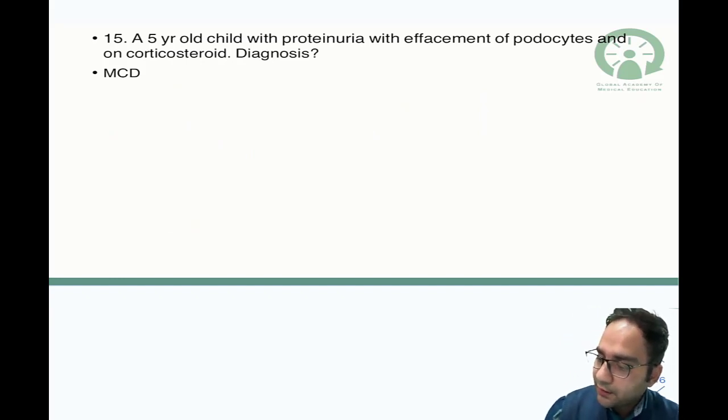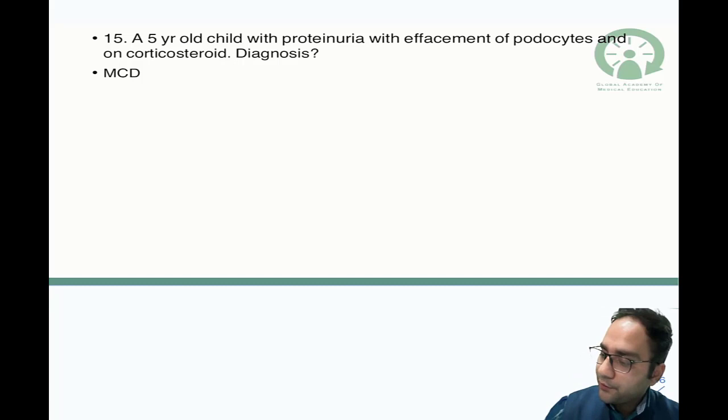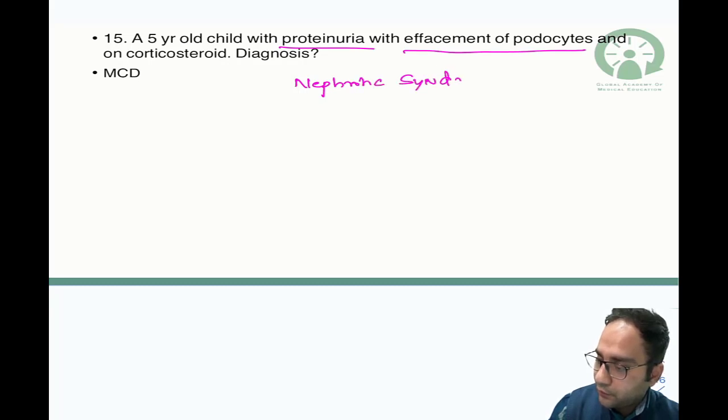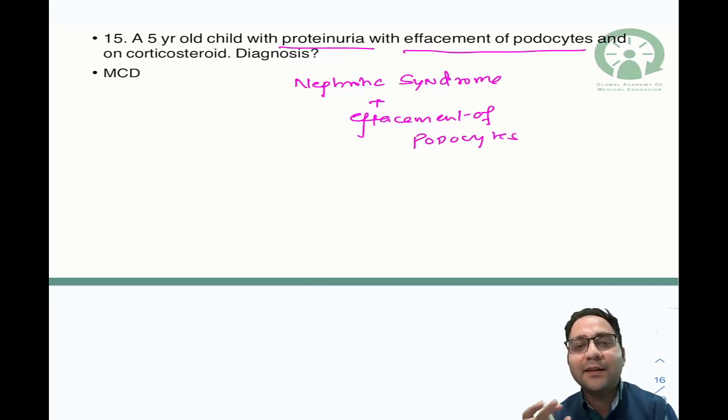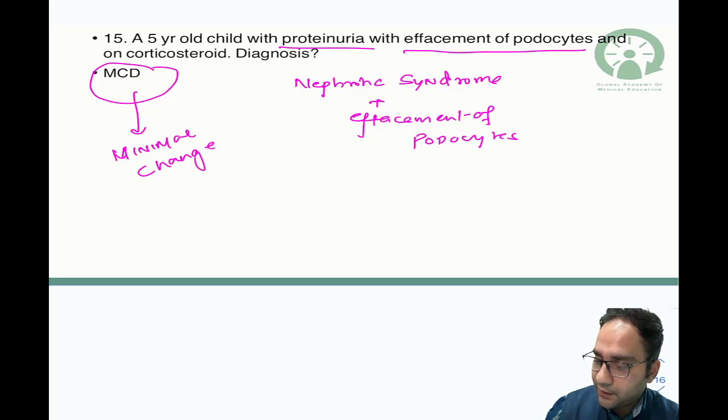Next question was asked. A 5-year-old child with proteinuria and effacement of podocytes and is on corticosteroids. So the word effacement of podocytes with proteinuria means you have a case of nephrotic syndrome. For this question, you do not have any other answer except for the fact that it is a case of minimal change disease.